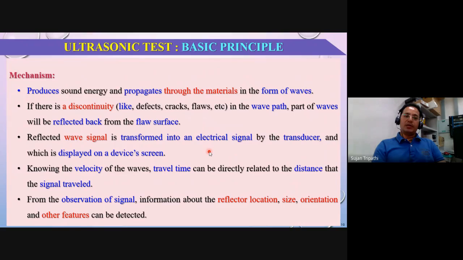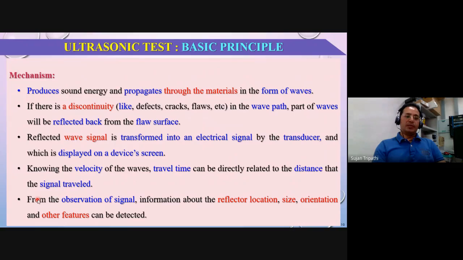After that, knowing the velocity of the waves, travel time can be directly related to the distance that the signal traveled, right? If we know the velocity and travel time, then we can find the distance traveled by the wave, and that gives the thickness and the location of the defects.